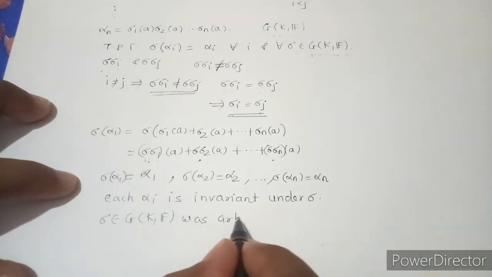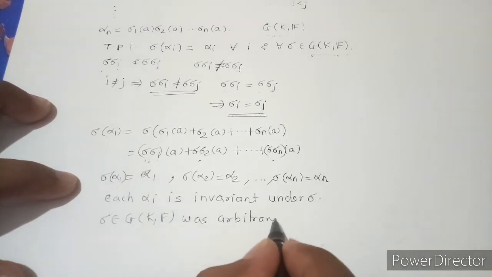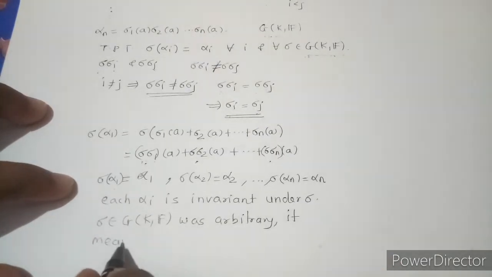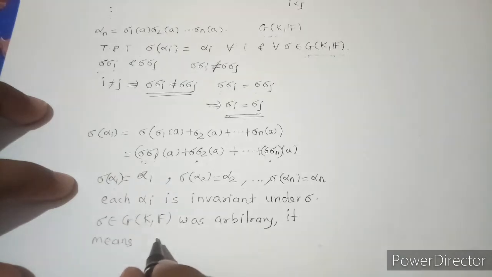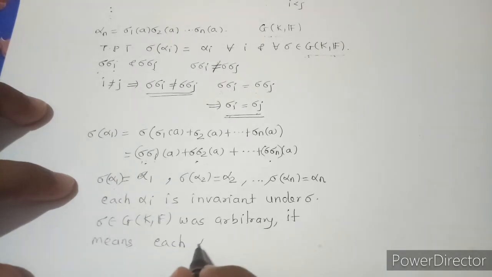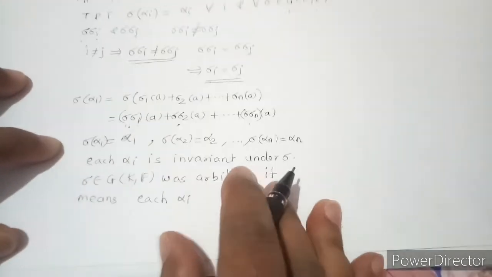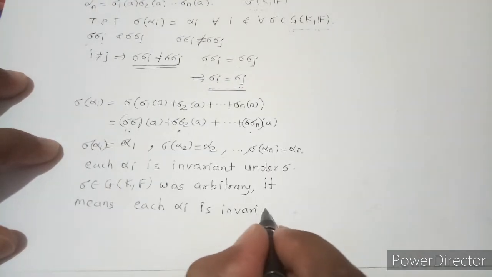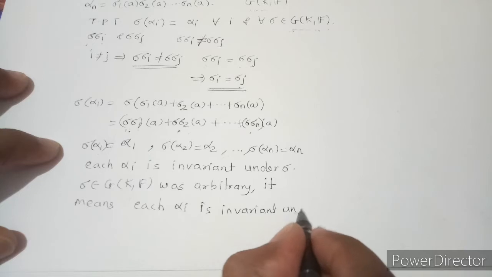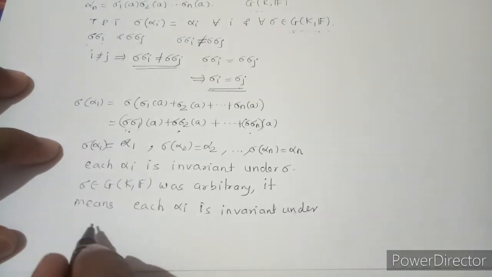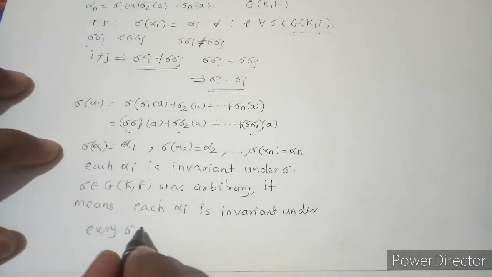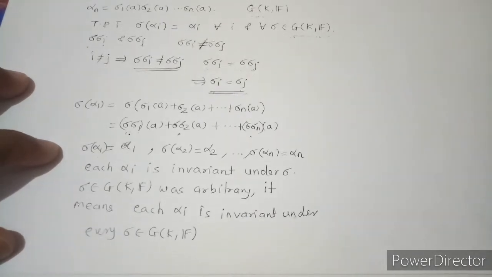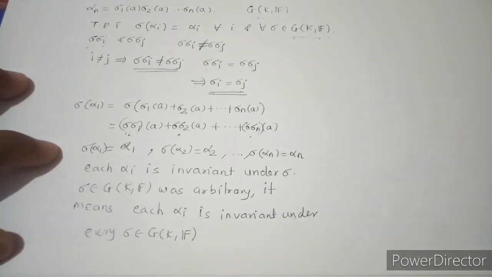was arbitrary. It means each alpha i is invariant under every sigma belonging to G(K/F). Every sigma belonging to G(K/F).